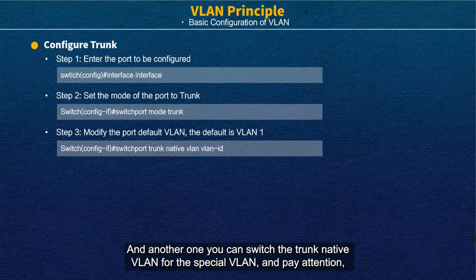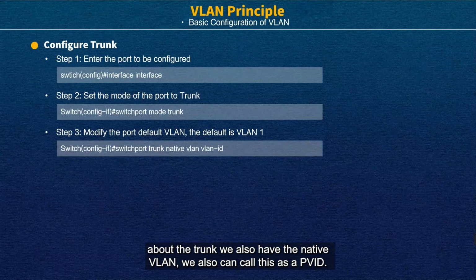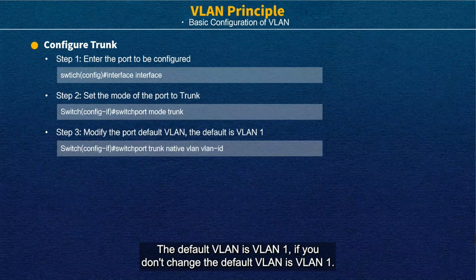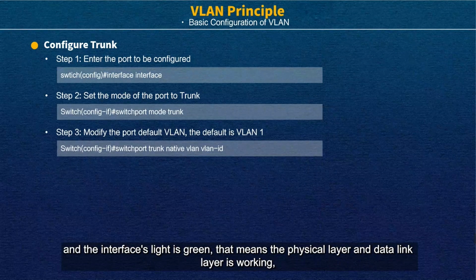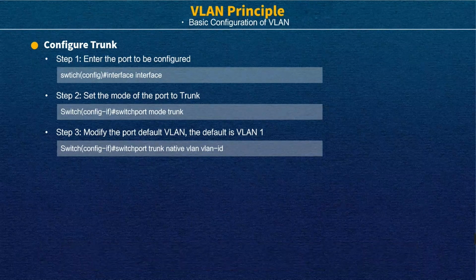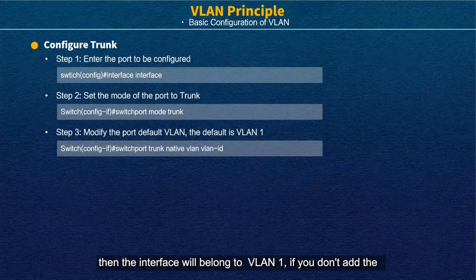And pay attention. About the trunk, we also have the native VLAN. We can also call this the PVID. By default, the native VLAN is VLAN 1. If you don't change it, the default VLAN is VLAN 1. About access, it's the same. If you use a cable to connect with the interface, and the interface light is green, meaning the physical layer and the data link layer are working, then the interface will belong to VLAN 1.